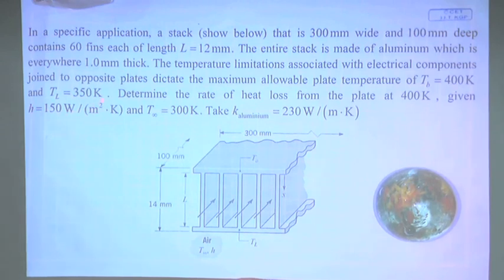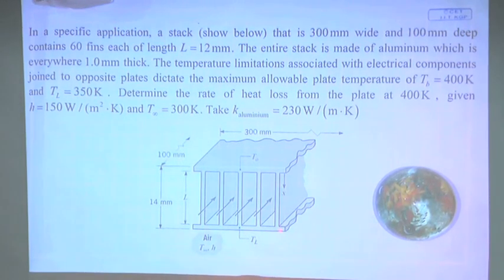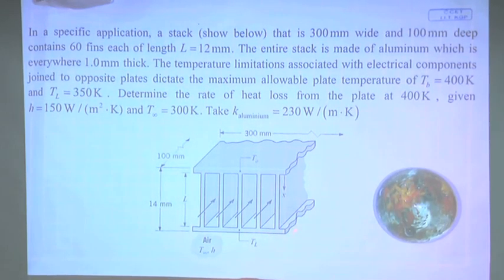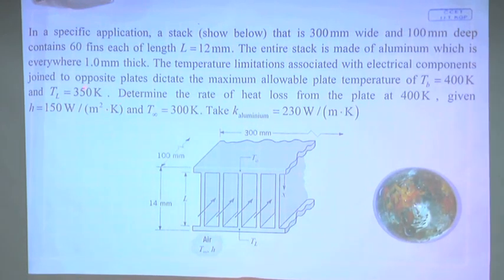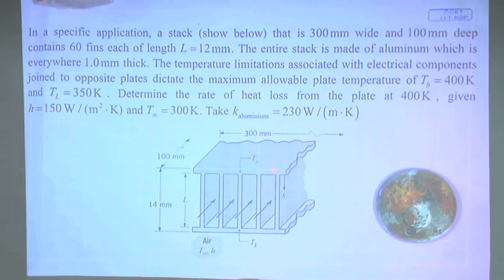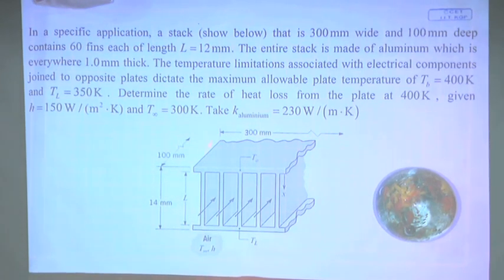And TL is 350K. This side, the plate, is kept at 350K by an arrangement of air with a T infinity and a heat transfer coefficient. We are not much bothered on this side because the problem is prescribed by fixing the temperature at 350K. Determine the rate of heat loss from the plate at 400K. That means, what is the rate of heat loss from the plate at 400K?